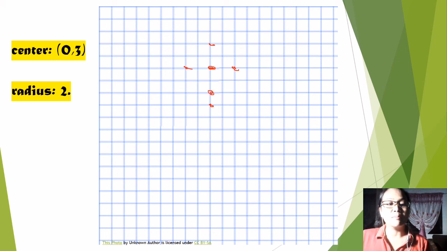So using a protractor or the best is compass, connecting these dots or 4 dots, you will be having a perfect circle. Oh my gosh, perfect. Almost perfect. Okay, so that's how to graph a circle using the center points and the radius.